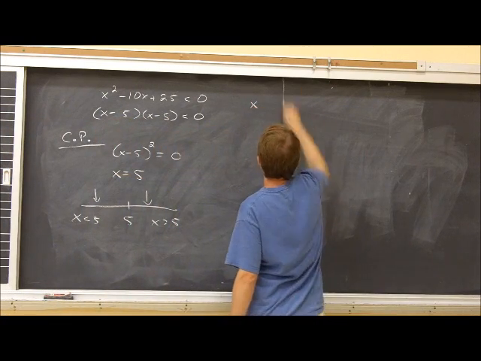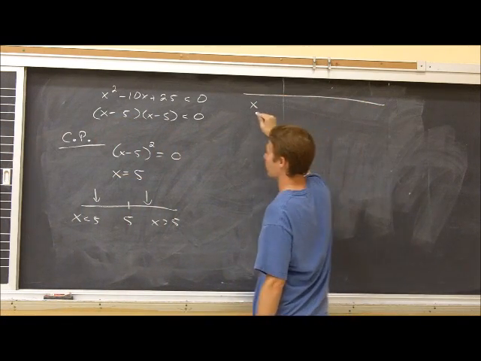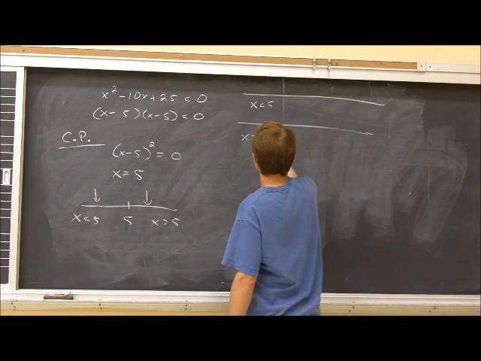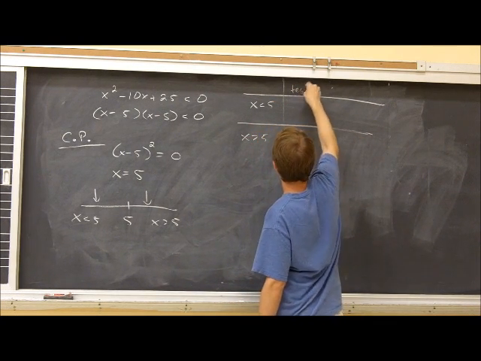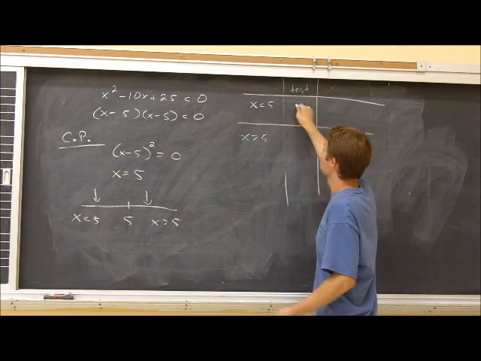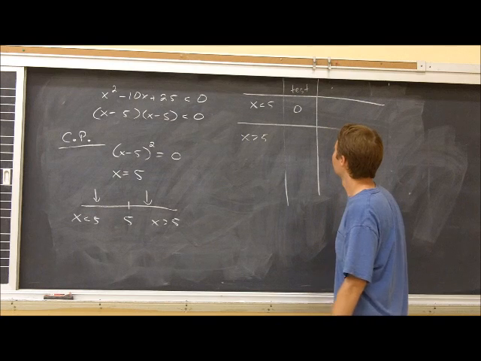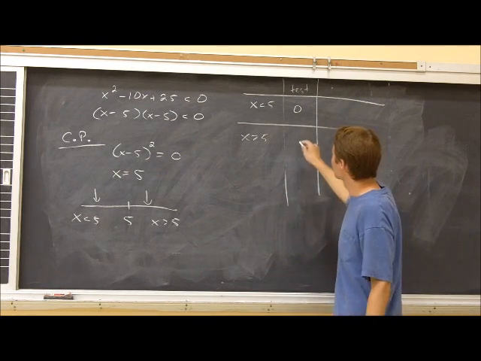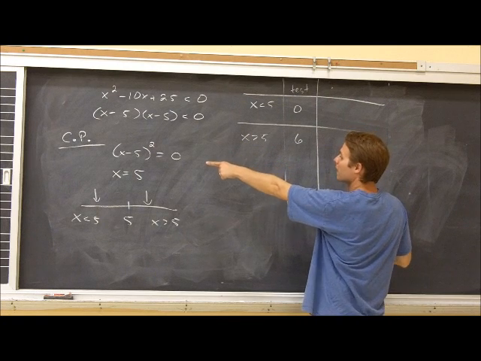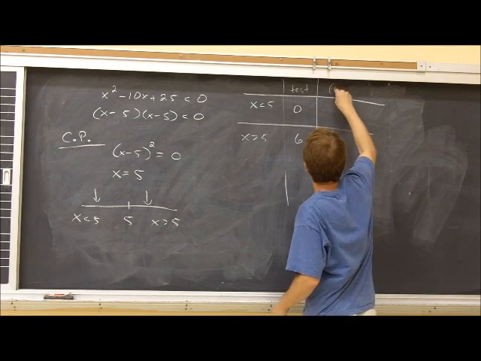All right, so I make my chart. So x is less than 5, and x is greater than 5. Pick a test point. So x less than 5, pick the easiest one you can. I'm going to pick x equals 0. Greater than 5, maybe I'll pick 6. Okay? And then we're going to plug this into x minus 5 squared.